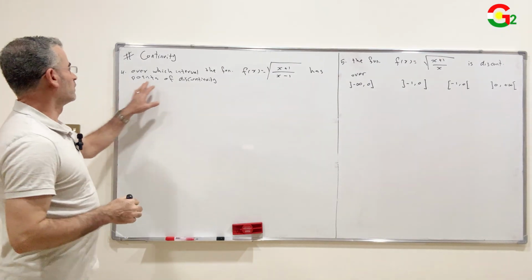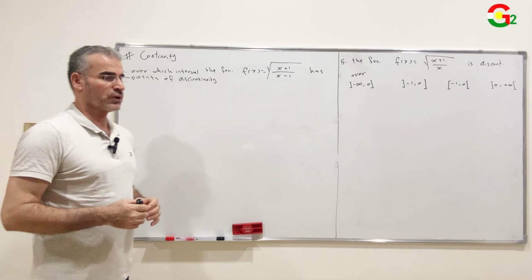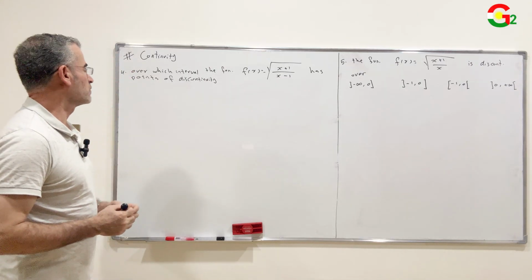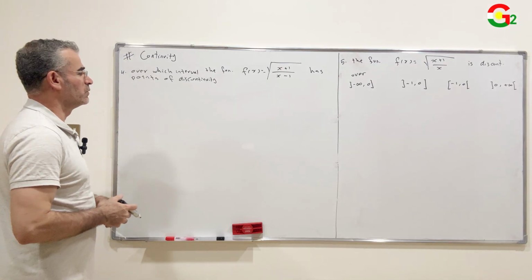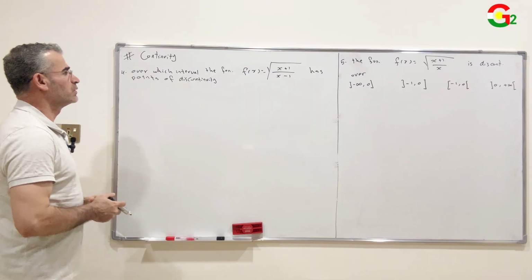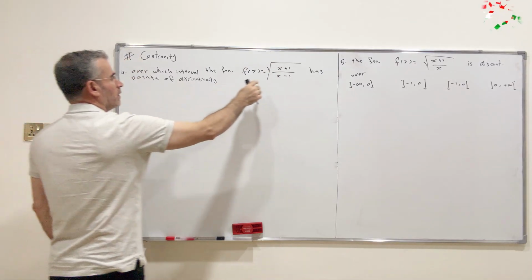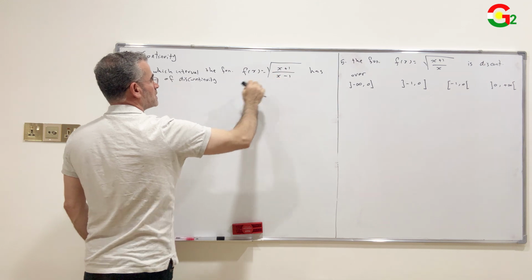Question number 4. Over which interval does the function f of x equals √(x + 1)/(x − 1) have a point of discontinuity? This function has a point of discontinuity when the term under the root is negative.